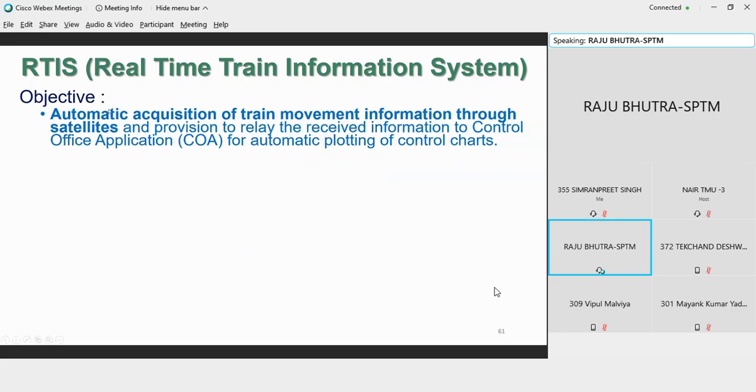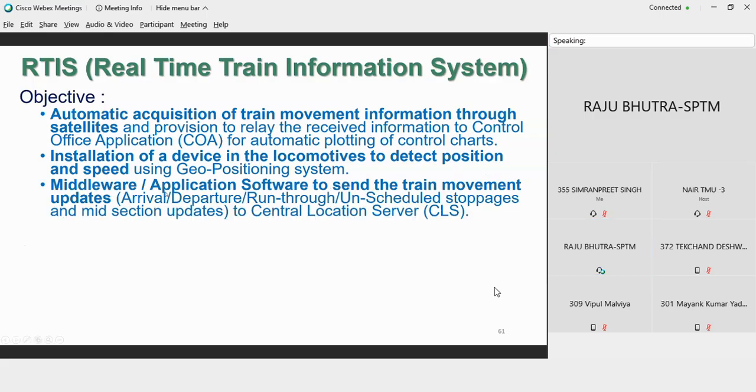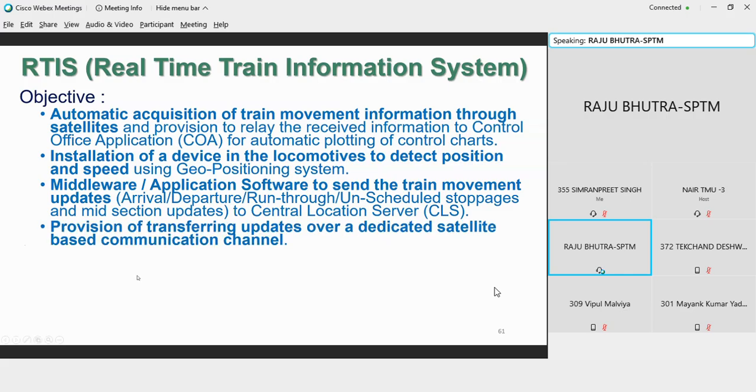What are the objectives? Automatic acquisition of train movement information through satellites. It is done by installation of a device in locomotives to detect position and speed. So a device is installed in the locomotive to detect the position and the speed of the trains. Middleware application software to send the train movement updates. Provision of transferring updates over a dedicated satellite-based communication channel is done.